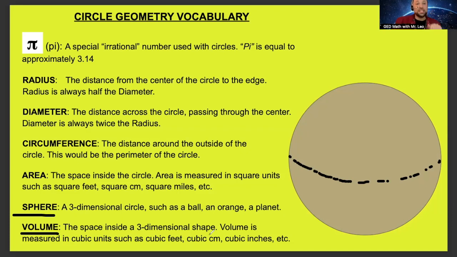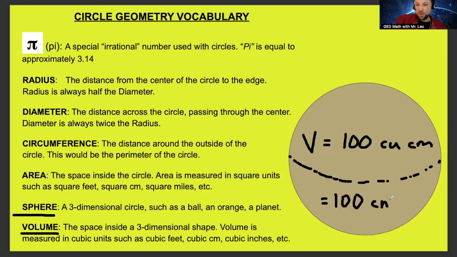Volume, notice, is measured in cubic units, such as cubic feet, cubic centimeters, cubic inches, etc. We could say the volume of something, perhaps it's 100 cubic centimeters. See that? CUCM? Cubic centimeters. This could also be written as 100 cm with a 3 in the corner. That 3 is for three-dimensional. Cubic.